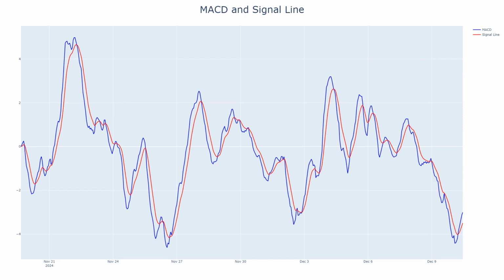However, the narrowing gap between the MACD and the signal line suggests waning bearish momentum. If the MACD crosses above the signal line, it could indicate a trend reversal. Traders should look for confirmation of such a crossover alongside rising volumes.